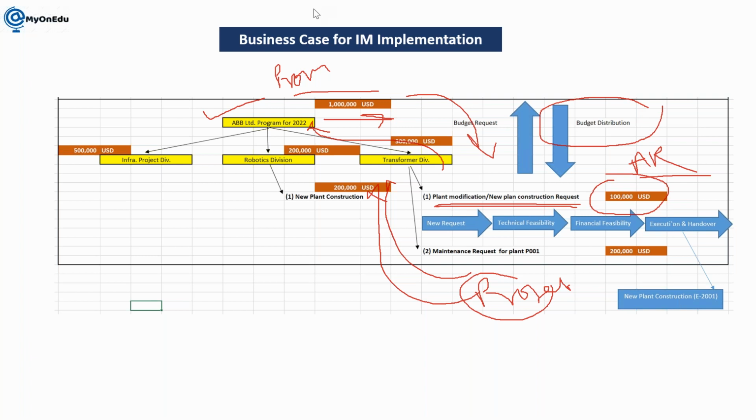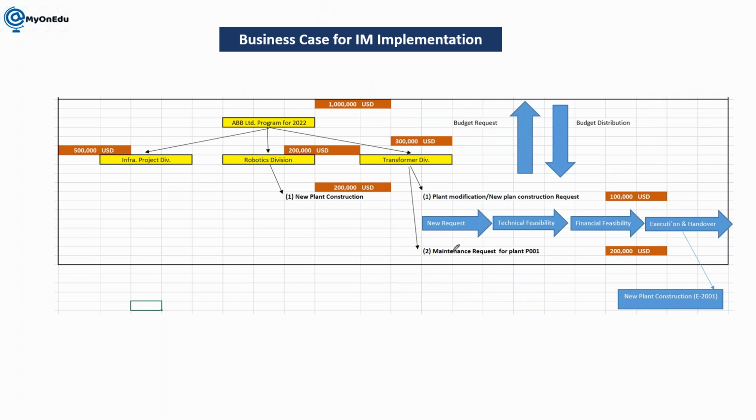So for example, here it is the appropriation request. Let's say this is one position, the transformer division, and to improve their manufacturing, they just want to do a plant modification or new plant construction. This is one idea or proposal, and once it is submitted, the total plan value was, let's say, 100,000 USD, and once it is approved, only 80,000 USD is distributed for this project.